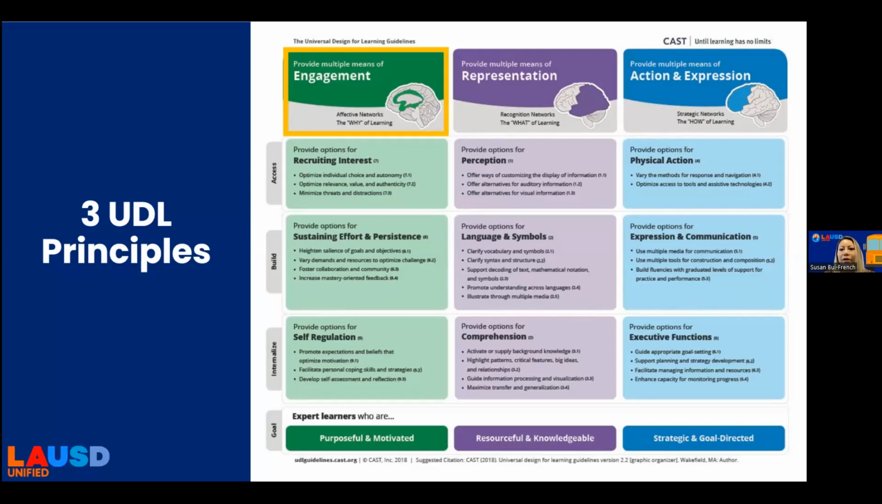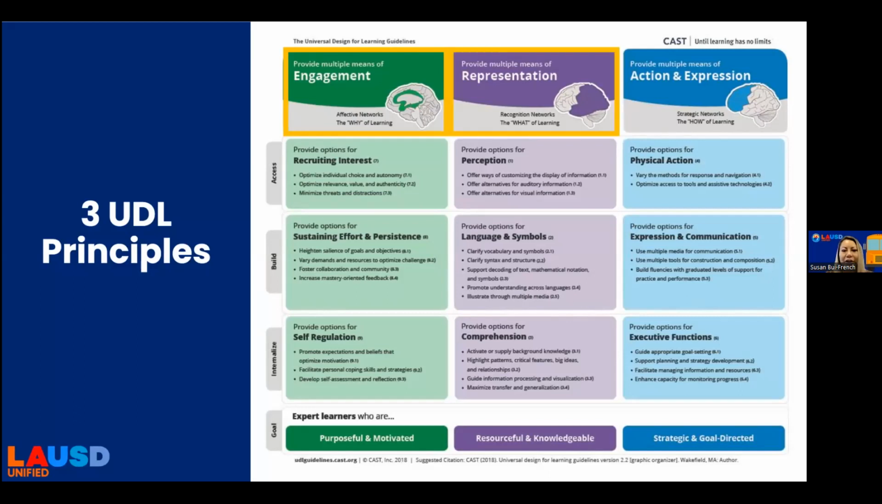This principle encourages teachers to look for multiple ways to motivate students. Letting kids make choices and giving them assignments that feel relevant to their lives are some examples of how teachers can sustain students' interests.